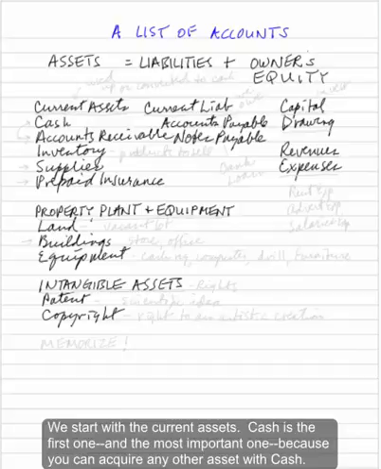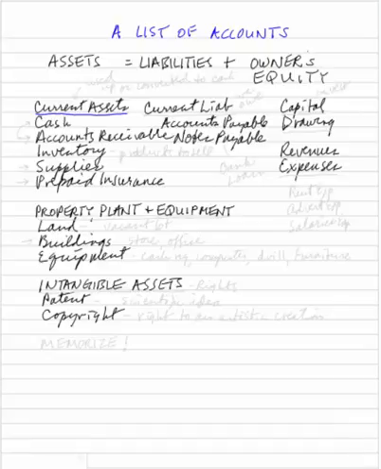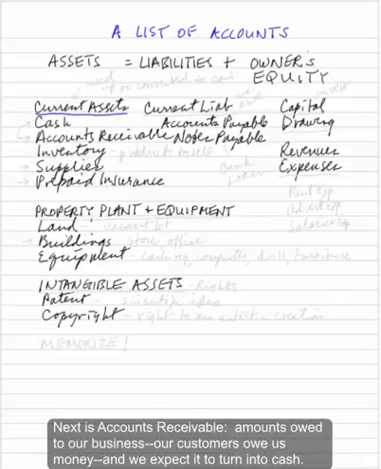Let's start with the assets. First we have the current assets. These are things like cash. Cash is money. Cash could be cash on hand, could be a checking account. Cash always goes first. It's the most important asset because with that asset you can acquire any of the other assets. Then we have accounts receivable.